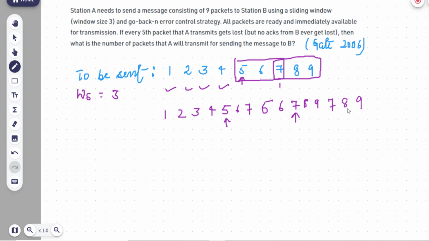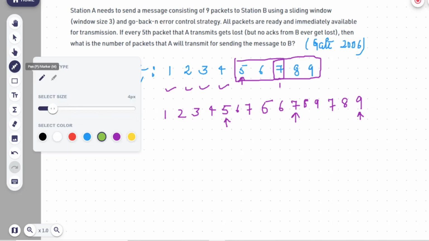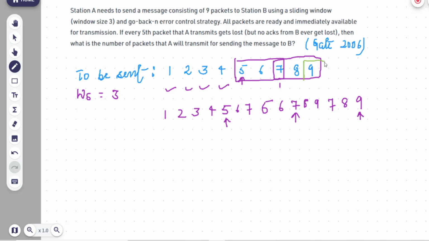So counting 1, 2, 3, 4, 5, the 9th packet is lost. So we have to think in the backwards manner. When the 9th packet is lost, the window must have been at this point only, of size 3, but there is nothing ahead of it. So we will again send this 9th packet. That's the concept. And if we count them, 1, 2, 3, 4, 5, 6, 7, 8, 9, 10, 11, 12, 13, 14, 15, 16. So in total, we are sending 16 packets.